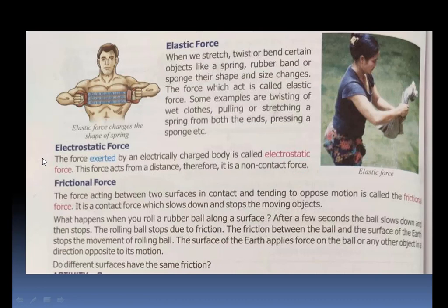So this is all about today's class. In the next class, we will start from frictional force. Okay, so revise it well. In the next class, we will start discussing from frictional force.